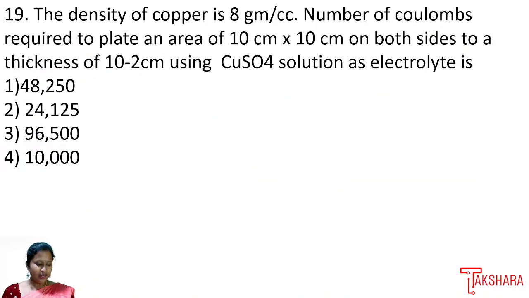Next question. The density of copper is 8 gram per cc. The number of coulombs required to plate an area of 10 cm into 10 cm on both the sides to a thickness of 10 power minus 2 centimeter using copper sulfate solution as electrolyte is. So the density of copper is given, and they are asking how many coulombs of charge Q are required.